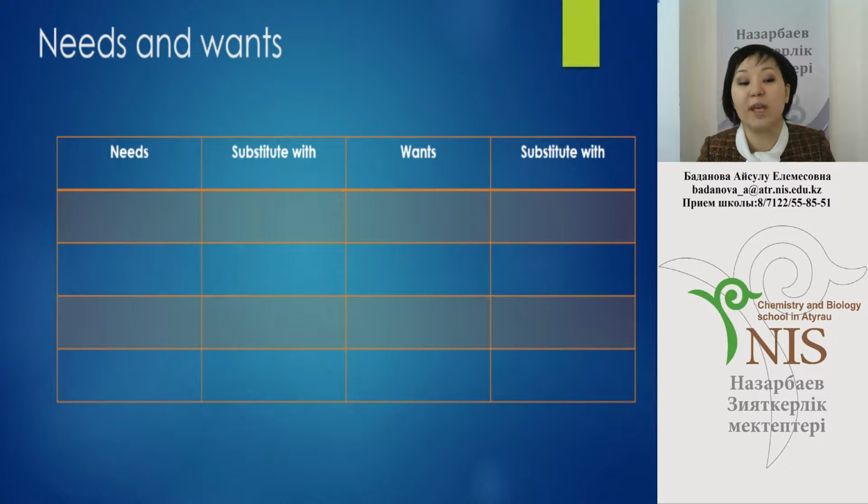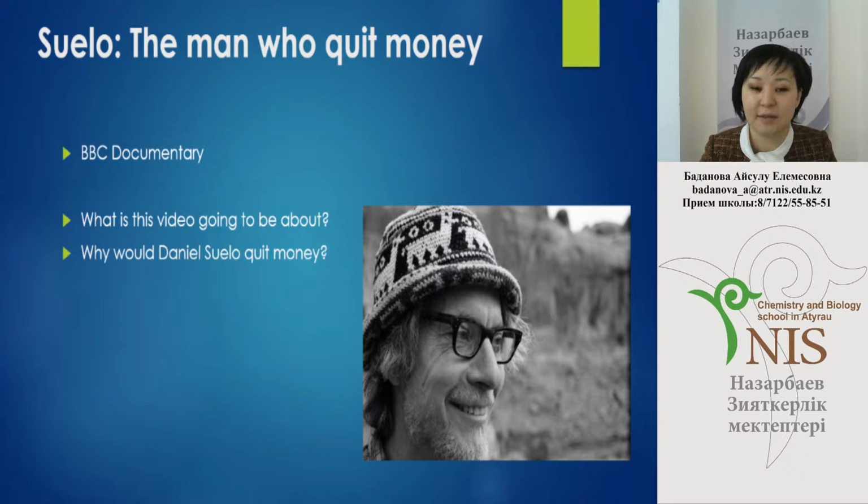Okay, now we differentiated what is a need for us, what is a want for us, whether we can substitute it or not, and what is so important and what is not so important, what is essential for life, what is not so essential for life. We've seen the tendency that we have in the class, what our classmates think about it, and now let's see what the next activity can offer. Okay, look at the title. Swallow, the man who quit money. What is quit? Do you know this word?